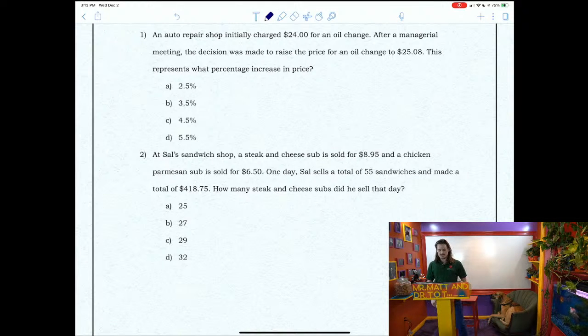Number two asks, at Sal's Sandwich Shop, a steak and cheese sub is sold for $8.95, and a chicken parmesan sub is sold for $6.50. One day, Sal sells a total of 55 sandwiches and made a total of $418.75. How many steak and cheese subs did he sell that day? So I'll give you 6 minutes, and I'll update the time per minute. After 2 minutes, I'll begin to solve to give you some hints.